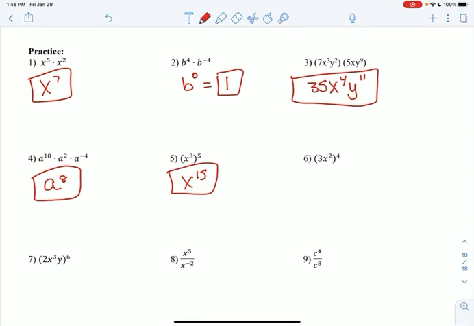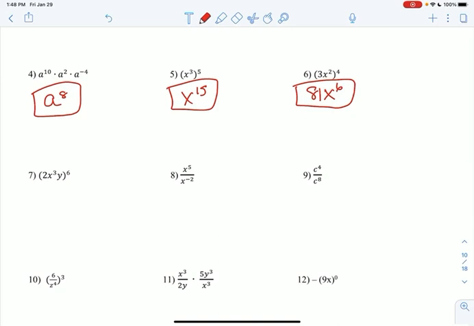6, everything is to the 4th power, including that 3. So 3 to the 4th power is 3 times 3 times 3 times 3, which is 81. And now the x squared, a power to a power you're multiplying, is x to the 6th.